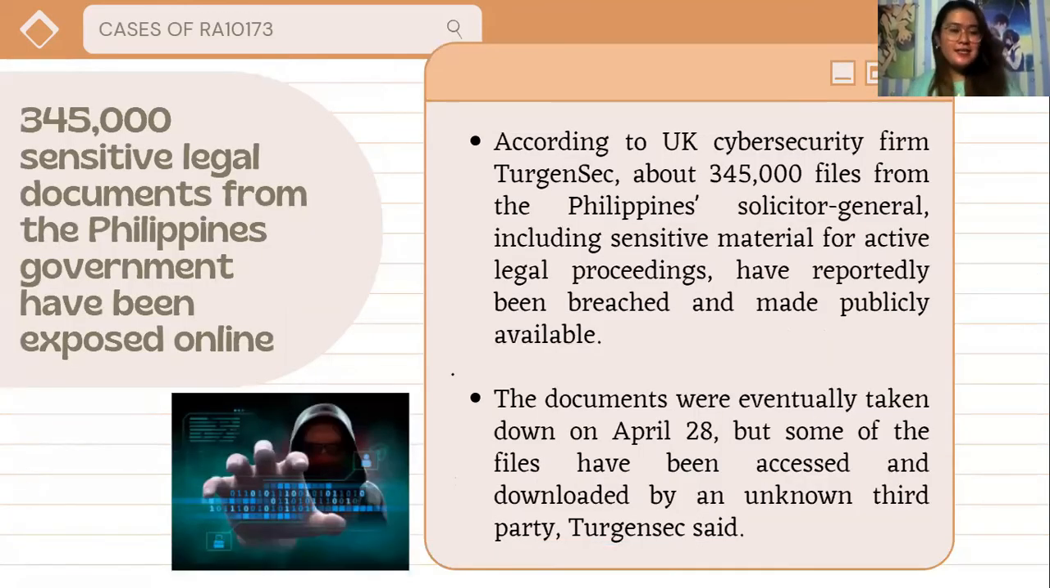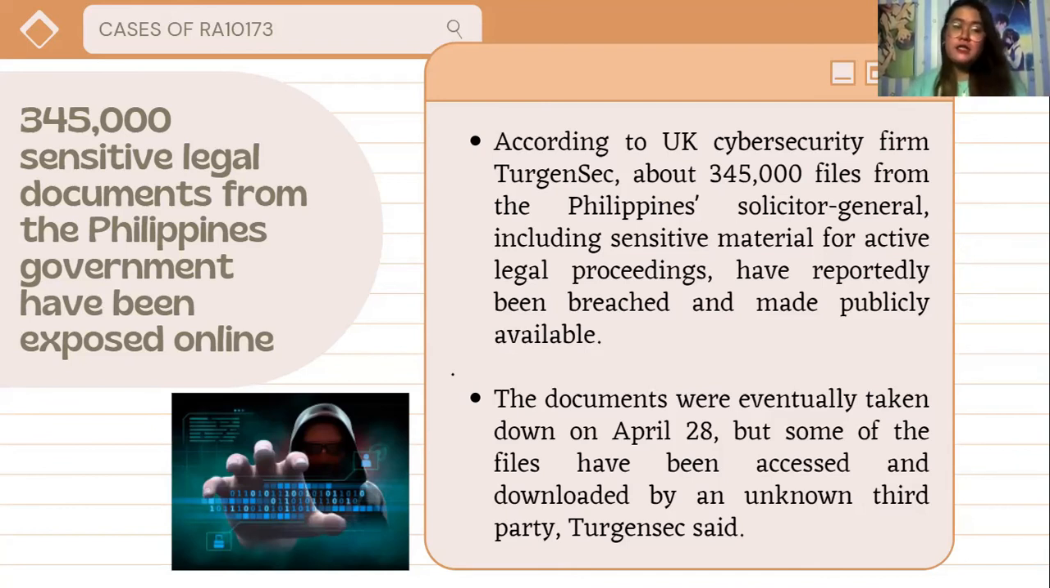Okay, so the second case is about 345,000 sensitive legal documents from the Philippine government that have been exposed online. This is just a recent issue about the breaching of data privacy, and if you're watching the news, maybe you also know about this. According to the UK cybersecurity firm Turgeonsec, about 345,000 files from the Philippine Solicitor General, including sensitive material for active legal proceedings, have reportedly been breached and made publicly available. This is a very sensitive issue because some of the data exposed online contain hundreds of instances of words like rape, execution, and trafficking.